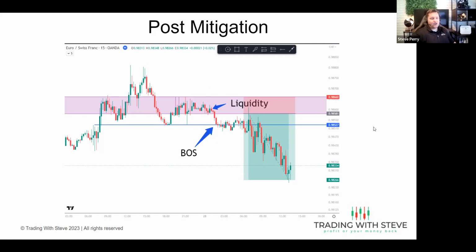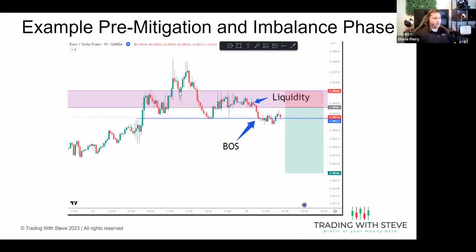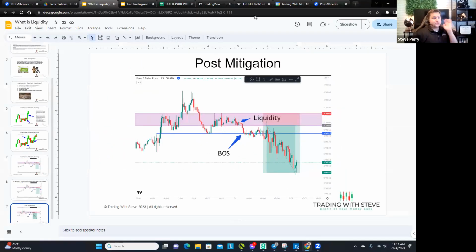So the ideal trade, guys, is when you and I can catch the market in this phase. It needs to be in pre-mitigation, meaning it has not filled in the imbalance. We have a break of structure. And when the market's in this phase right here, this is when a setup is viable. So this is an example of a setup. This is an example of a trade that already took place. I hope that helps.